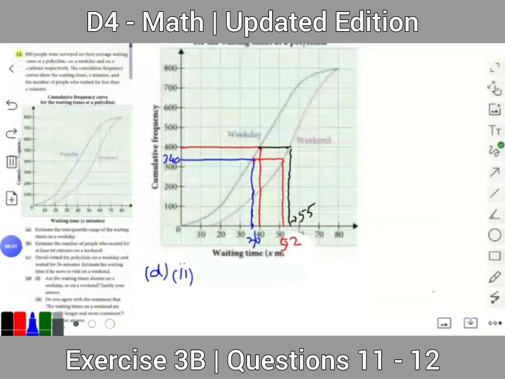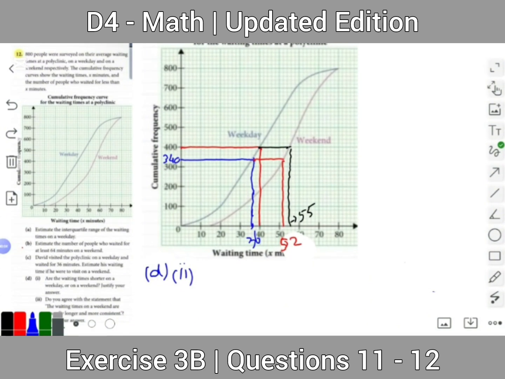Now we will find the interquartile range for the waiting time on a weekend. So first we have to find the estimated position of the lower quartile by using n by 4, and here we have 800 divided by 4, and it will be equal to 200.